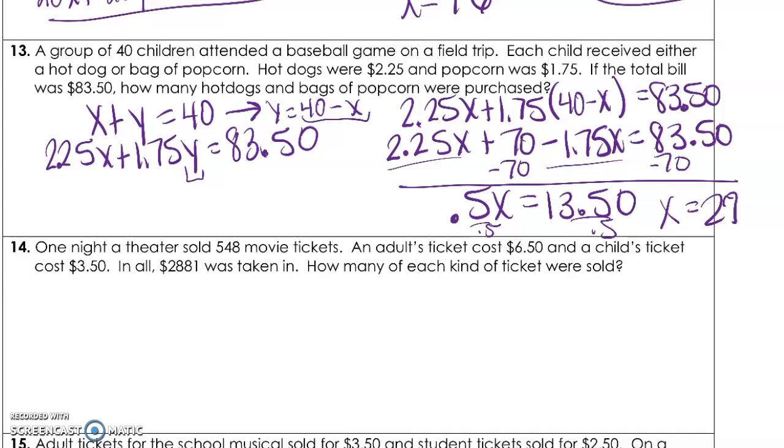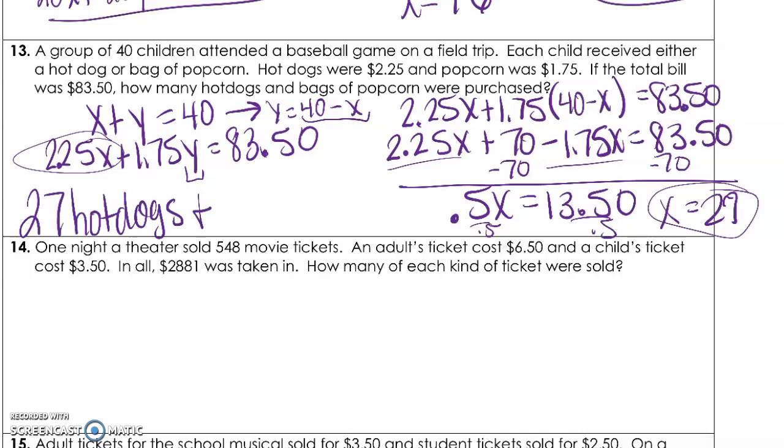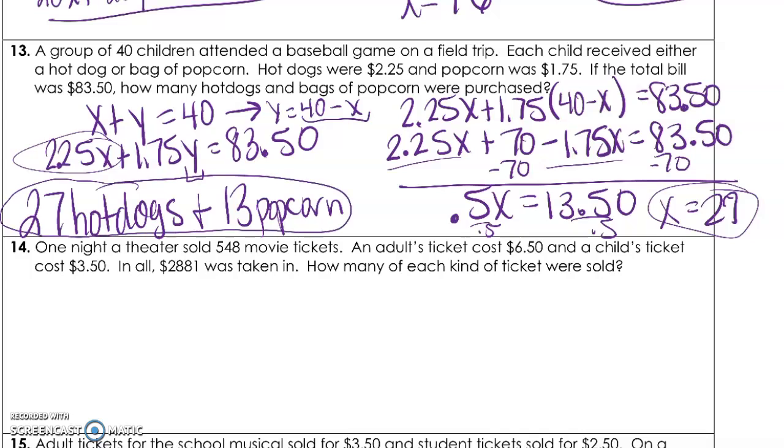But again, you need to label it. So x goes with the 2.25, which were hot dogs. So they had 27 hot dogs and 13 bags of popcorn. That needs to be your final answer. I don't want an ordered pair. I want you to label each thing. Once you get your first answer, you know what the total needs to be, so it's easy to find the second answer. It's just a lot of work to find your first one.